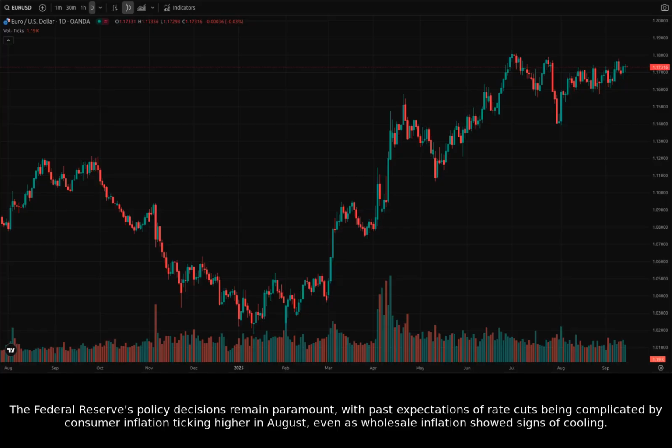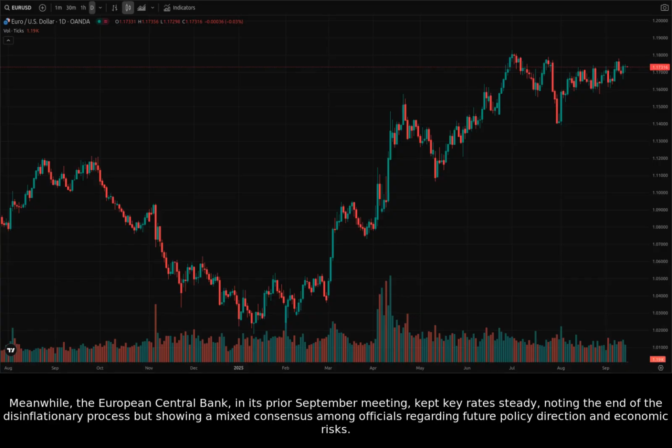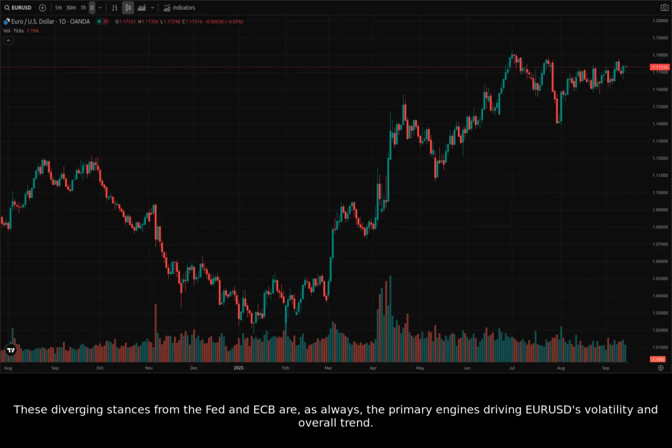The Federal Reserve's policy decisions remain paramount, with past expectations of rate cuts being complicated by consumer inflation ticking higher in August, even as wholesale inflation showed signs of cooling. Meanwhile, the European Central Bank, in its prior September meeting, kept key rates steady, noting the end of the disinflationary process, but showing a mixed consensus among officials regarding future policy direction and economic risks. These diverging stances from the Fed and ECB are, as always, the primary engines driving EURUSD's volatility and overall trend.